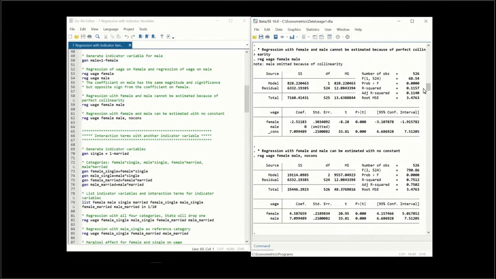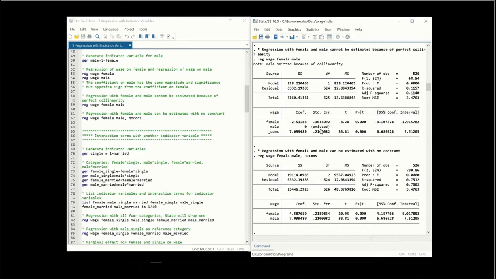Now if you want to estimate a regression with both female and male, they cannot be estimated because of perfect collinearity. One of them has to be dropped. If you attempt to put both of these variables in here by doing a regression of wage on female and male, you will see that Stata automatically drops one of them. So you would not be able to estimate.